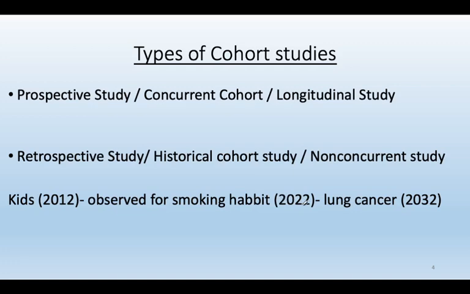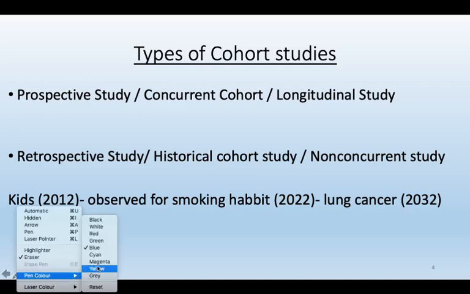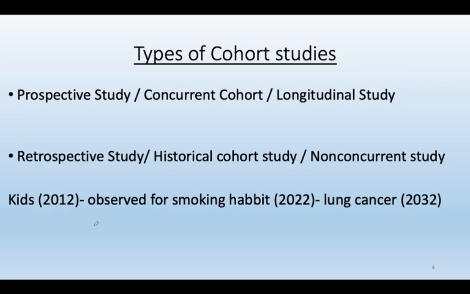After those 10 years, we divide those kids into two halves. One of them are smokers, and one of them are attributed as non-smokers. So we say smokers are the exposed group, all right, and then we say non-smokers are declared as the not exposed group.